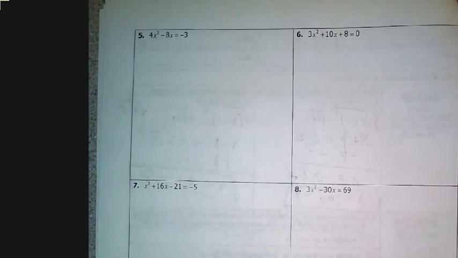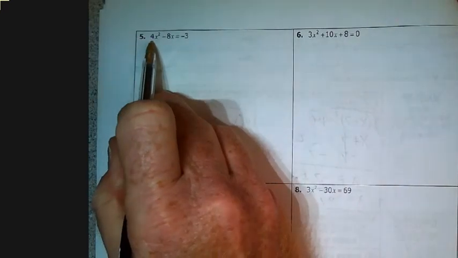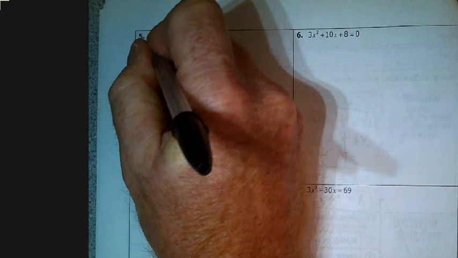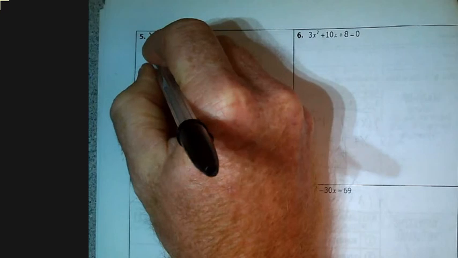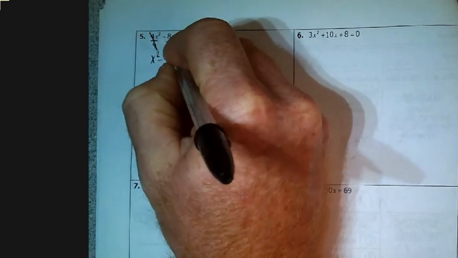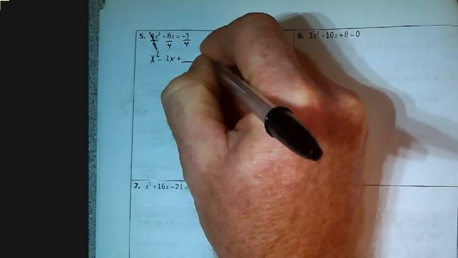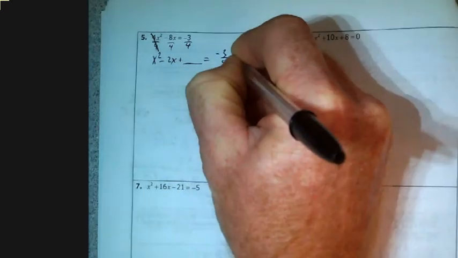Now, we do not like having this 4 in front of the x squared, so what do we have to do? Yes. Now, that's going to give you a fraction on the right side. That's okay. Just deal with it right now. Just let it go for right now. It's not a big deal. All right, so x squared minus 2x, leave a little space, equals negative 3/4 plus a little space.